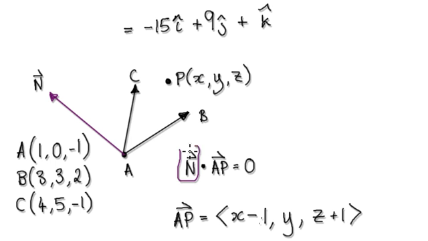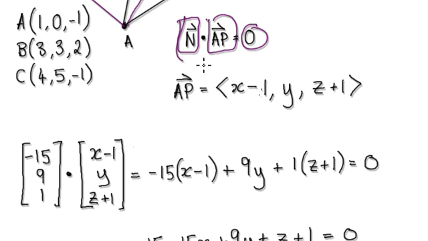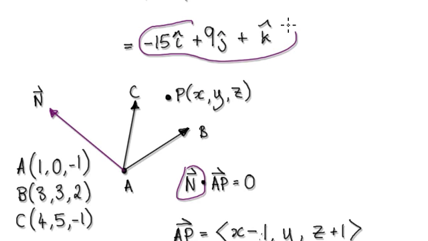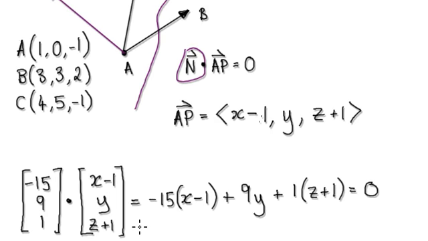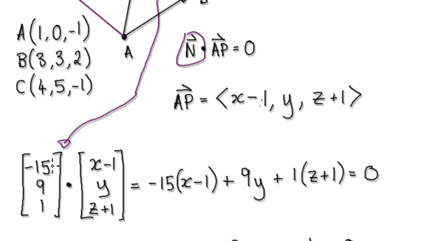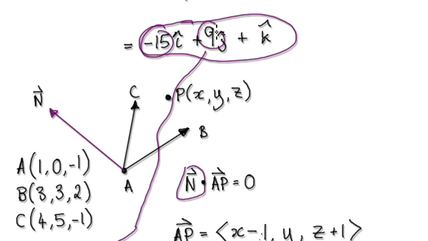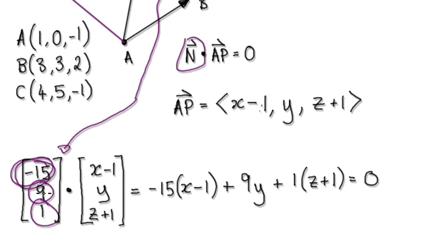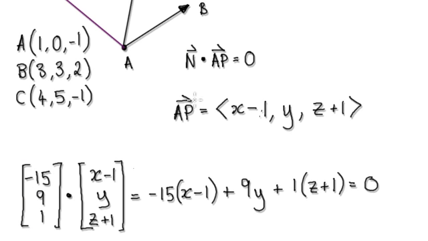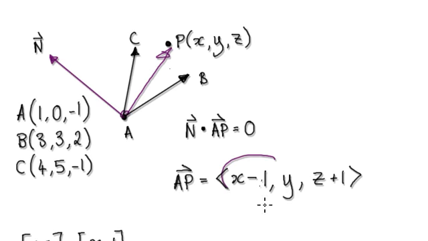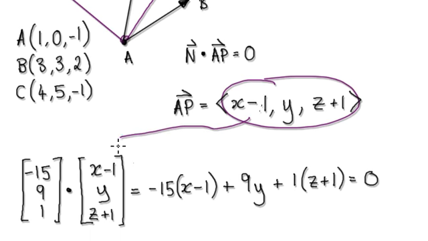Now remember, we need to demand that the dot product of the normal vector and the vector from A to P must be orthogonal to each other. So I'm just going to write the normal vector. This is our normal vector, but I'm going to rewrite it in this form because it's easier to see: -15, 9, 1. And then this is our vector from A to P. I'm just going to write it in this form so it looks nicer.